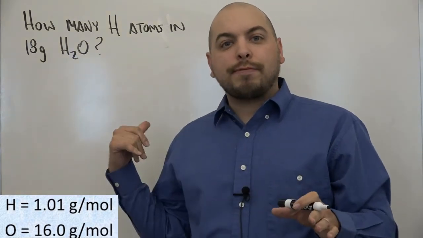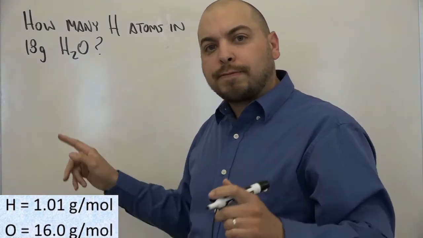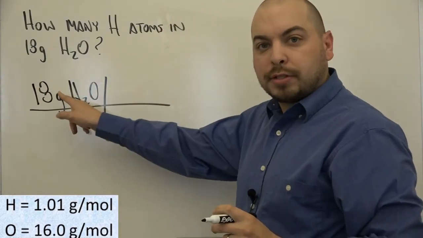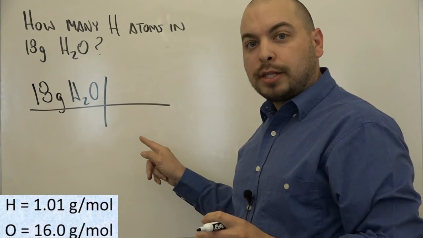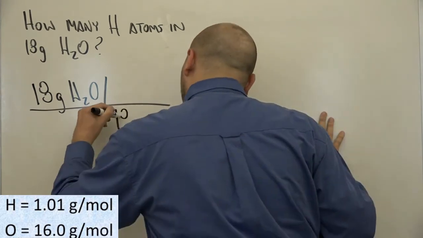All right, great. Now that you've had a few seconds to work on it, let's go through it. We're starting with 18 grams of water, so that's the first thing we're going to write. We convert out of grams of water into moles of water first. This means we're dividing by the molar mass of water, 18 grams per mole.